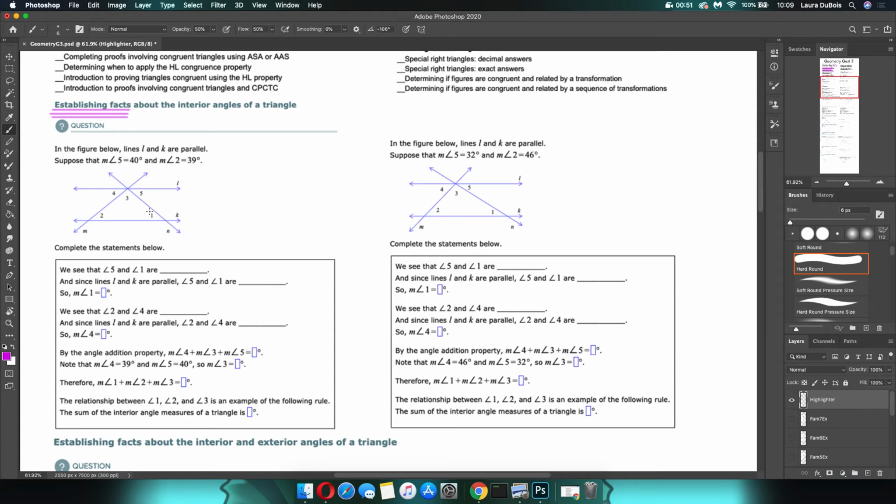So for example, angle 5 and angle 1 are everybody's favorite types of angles, alternate interior, that's my abbreviation for alternate interior, and since lines L and K are parallel, angle 5 and angle 1 are going to be everyone's favorite symbol, congruent. So the measure of angle 1 is going to be the same as the measure of angle 5, which in this case is 40 degrees. Next up, now we have angle 2 and angle 4. They are also alternate interior angles, which means they are also congruent, which means they are also 49 degrees, because that's what the measure of angle 2 is.